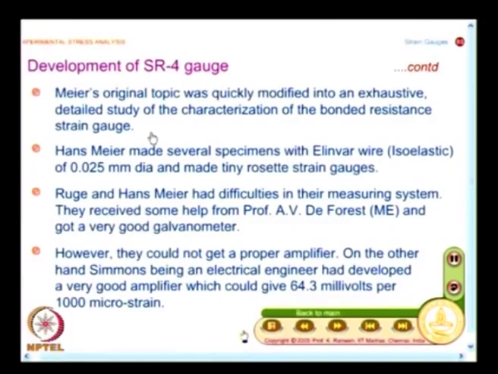And what is important is they had difficulty in the measurement system, because you are measuring small changes in resistance. So, you had another person, A.V. De Forest, a mechanical engineer, who gave a good galvanometer, but they did not have a good amplifier. See, electrical engineers know about amplification, and it was Simmons who had developed a very good amplifier. So, his contributions were also looked at.